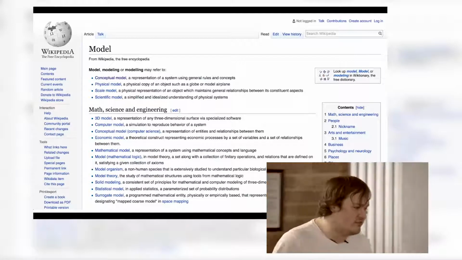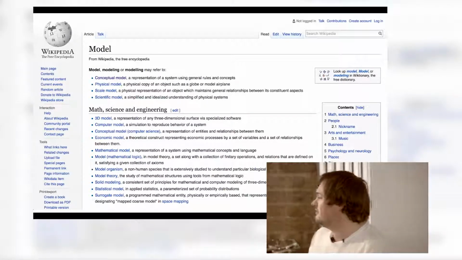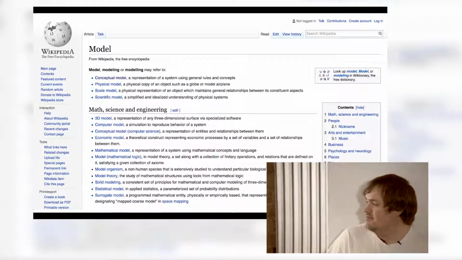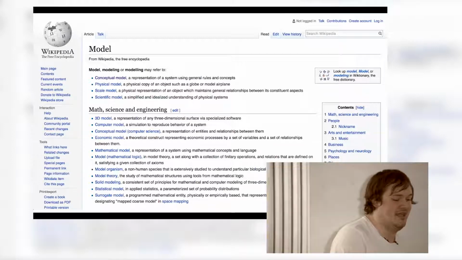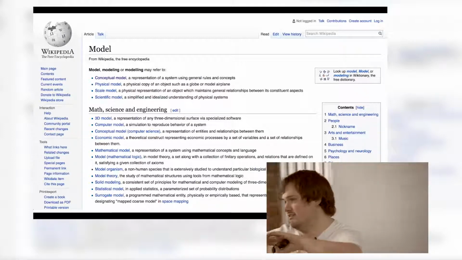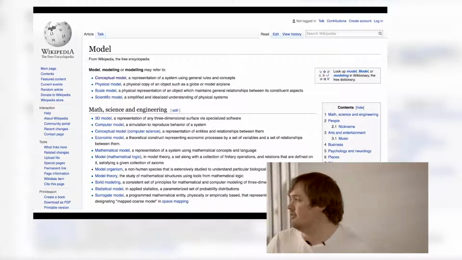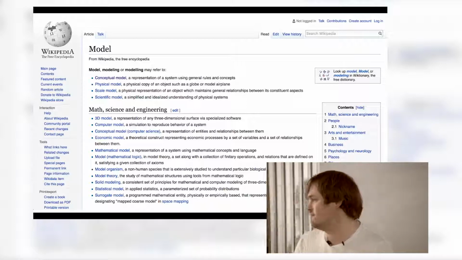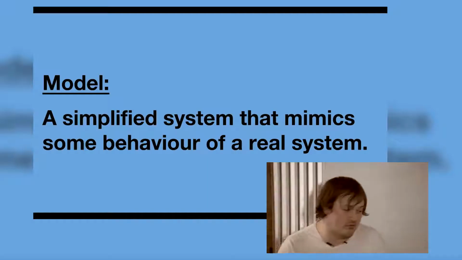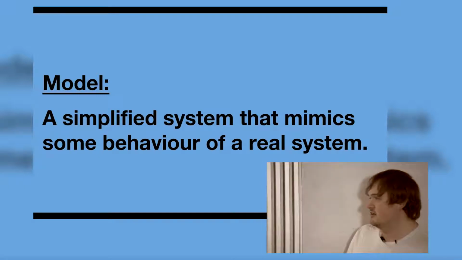It turns out there's lots and lots of different ways of representing models. This is the Wikipedia page for model, and it goes on for another 2 pages. So when we're talking about what a model is, it's actually this simplification into a toy, if you like, rather than it's an architectural model or a board game. So that's roughly what I mean by model. It's a simplified system that mimics some behavior of a real system. All well and good.